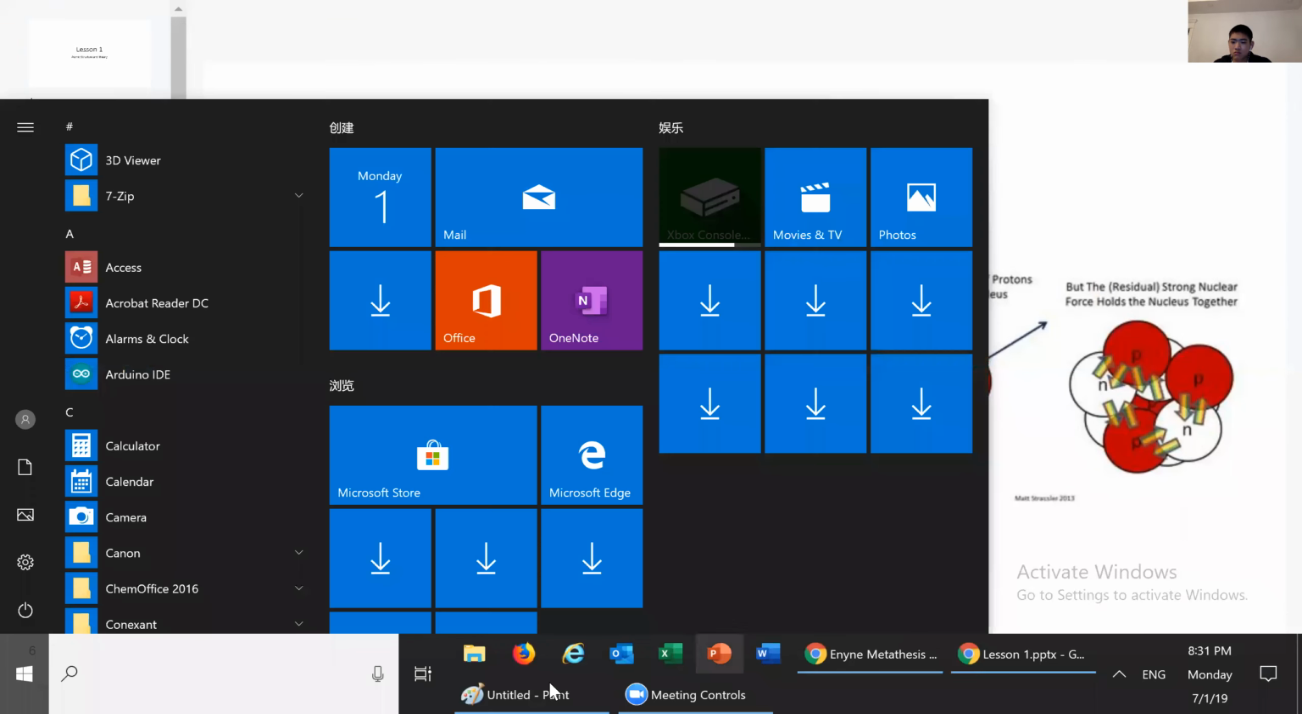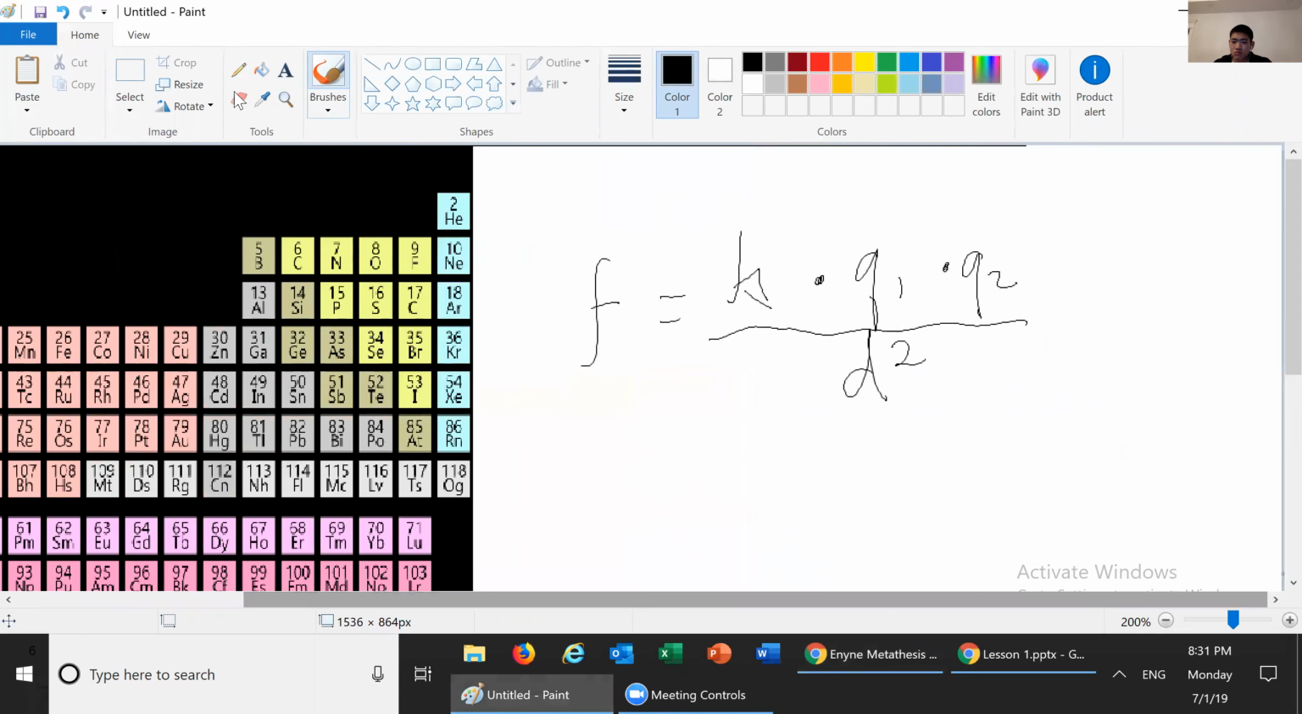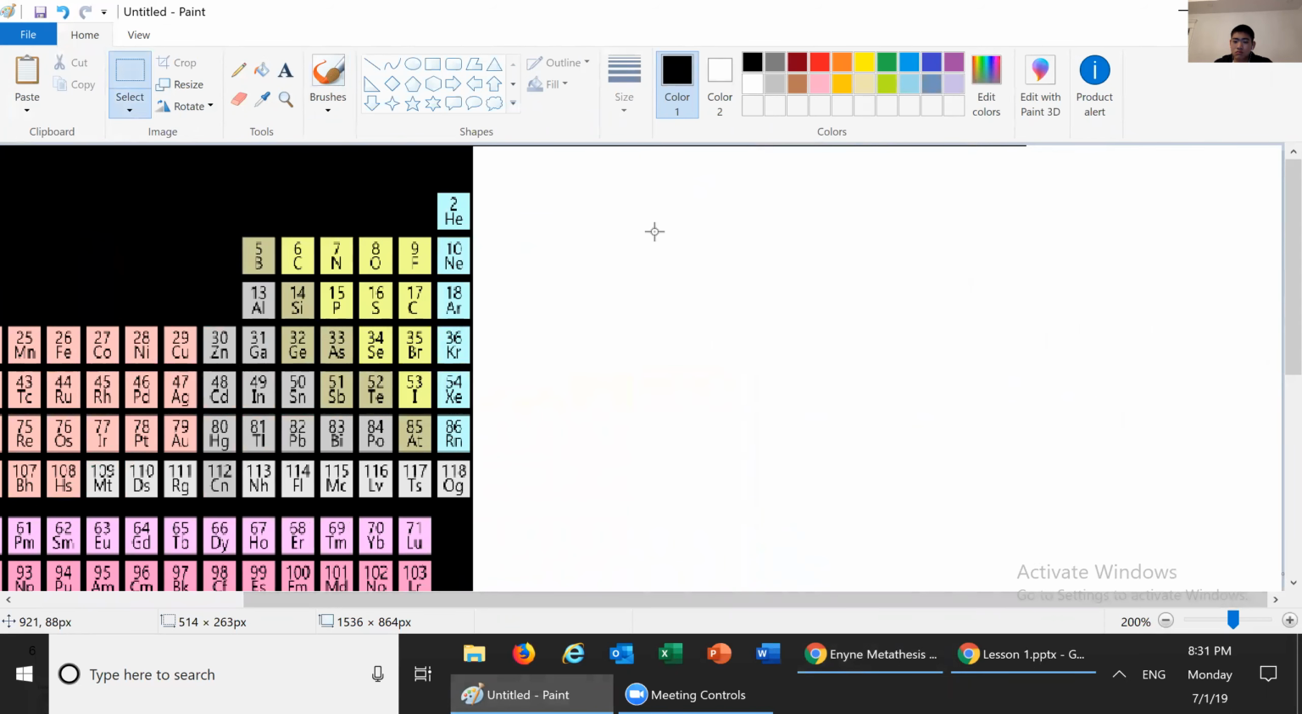Let me write some stuff down. Let me give you an example. Since I said that there were 6 protons, does someone want to look at the periodic table and tell me what element that is?